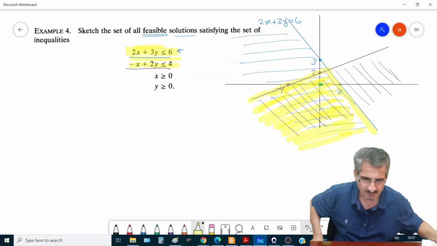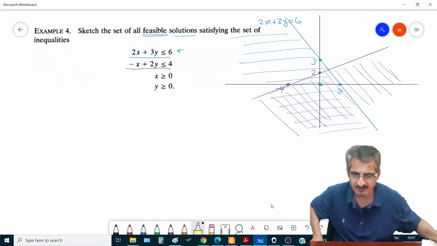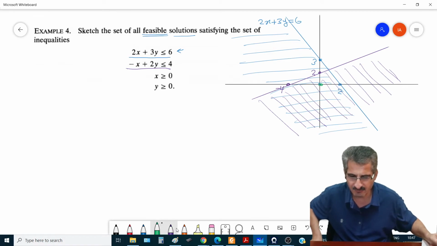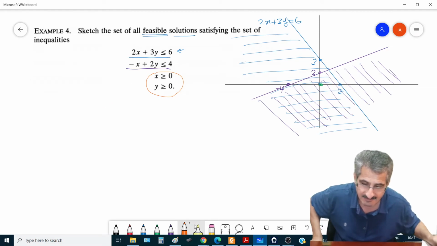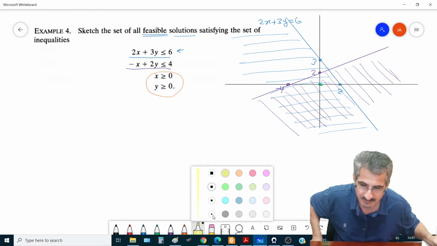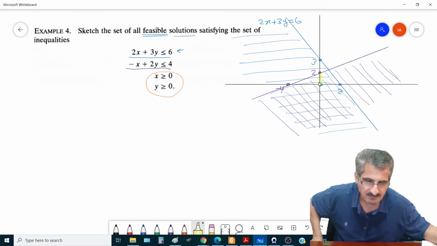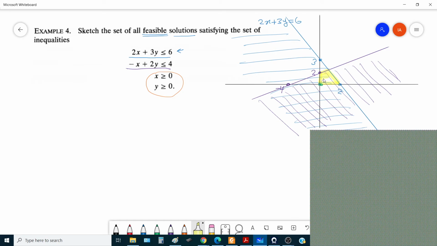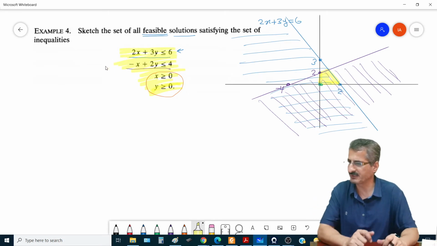No, I missed something. What is it? Okay, what was it? I forgot to keep an eye on these. Okay, so this area is the one that satisfies these constraints. Agree?